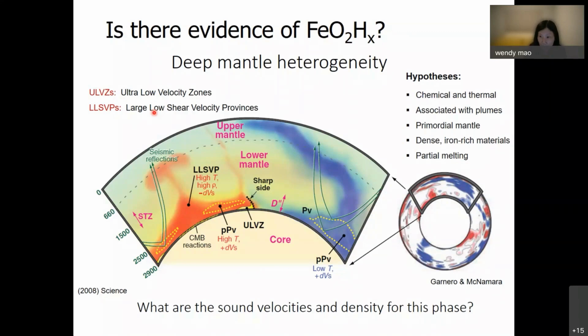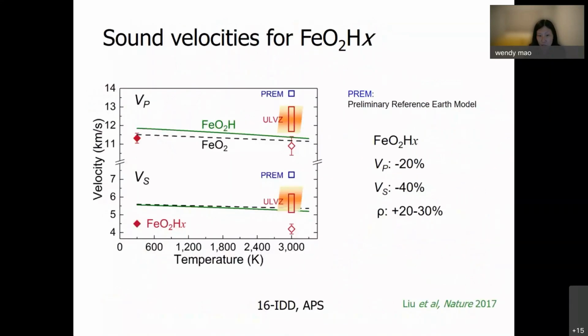Well, we'd have to know the sound velocities and the density for this phase. So again, former postdoc Jin Leo determined the density and sound velocities for our iron peroxide, both hydrogen-bearing and hydrogen-free, using X-ray diffraction, coupled with another synchrotron technique, nuclear resonance inelastic X-ray scattering, which gets you both compressional and shear wave velocities. And so what did he find?